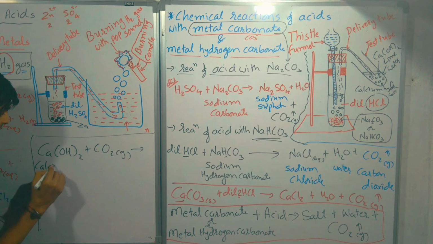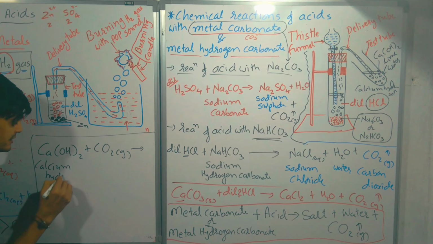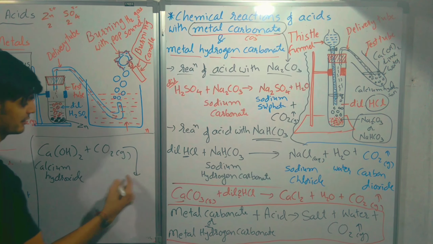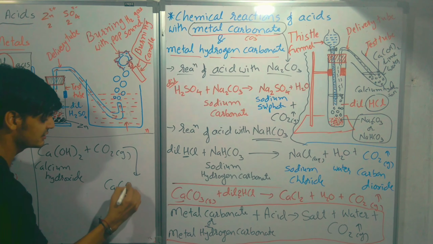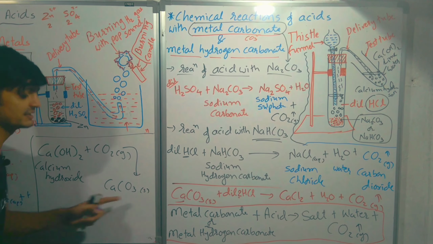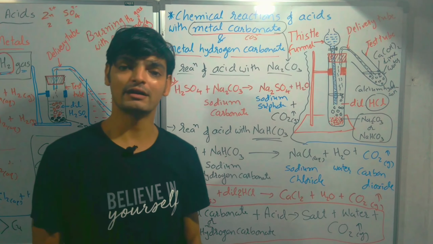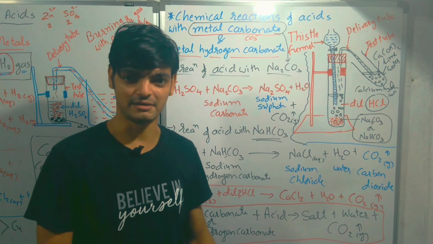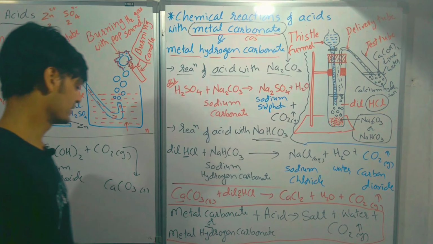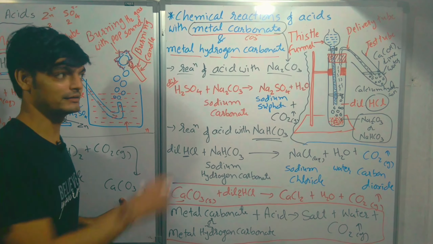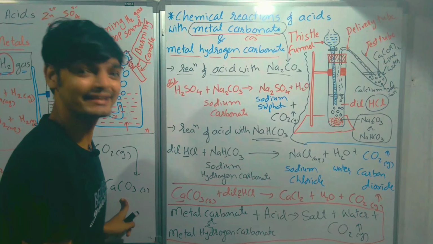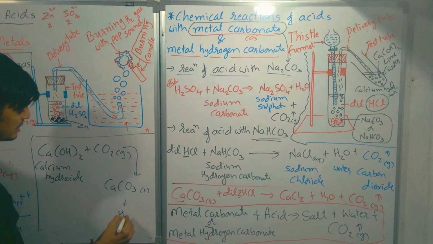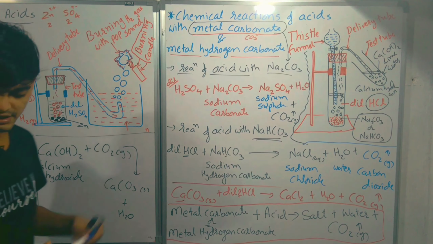Calcium hydroxide, and they are forming what? I am writing here, they are forming CaCO3. CaCO3 is in solid form and it is not dissolving in the calcium hydroxide medium, plus water. So that's why we can see that the colorless solution is becoming milky. So CaCO3 is forming plus H2O. So this is the reaction.